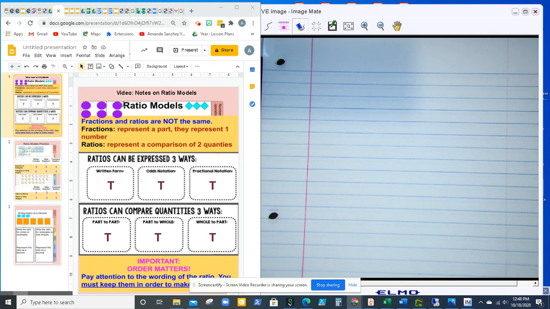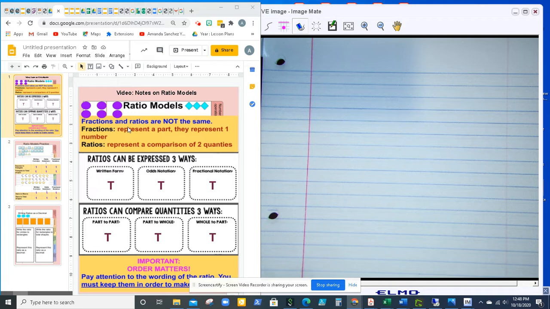Starting off this unit, which is called proportionality, with ratios. A ratio is a comparison of two things, of two quantities. You can write ratios in a fraction form, but they're not the same because fractions only represent one part out of a total. Ratios can be written in a few different ways.